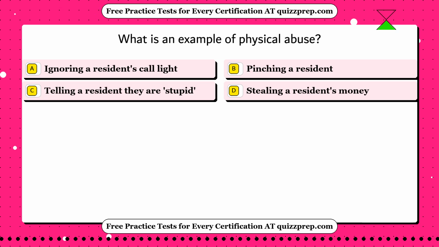Question 70. What is an example of physical abuse? Option A, ignoring a resident's call light. Option B, pinching a resident. Option C, telling a resident they are stupid. Option D, stealing a resident's money.